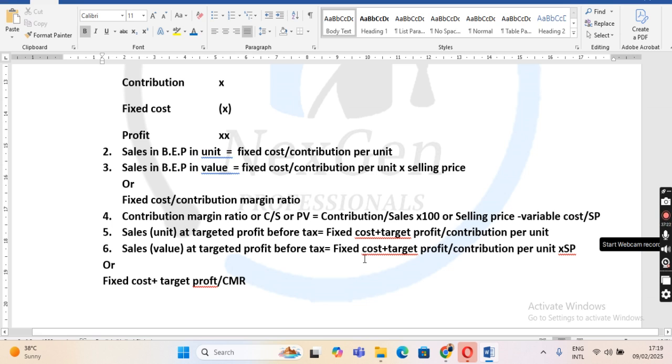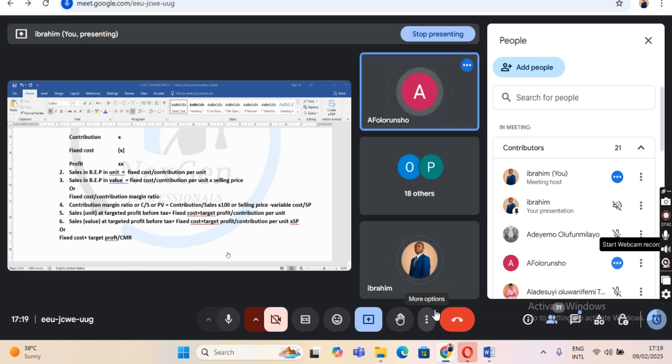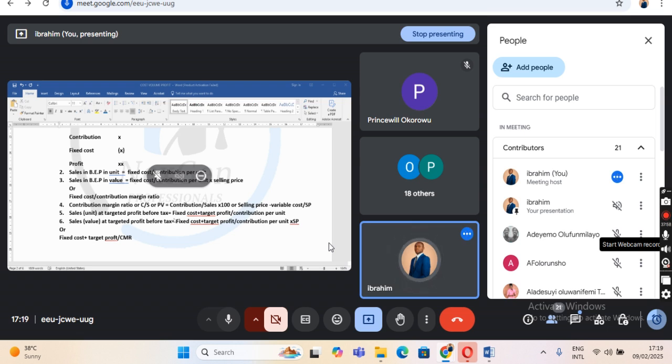When you want to get value, you multiply it by selling price, or you divide it by CMR, which is the contribution margin ratio. Another name for contribution margin ratio is the CS ratio or PV ratio. CS ratio means contribution to sales. PV, profit volume, it's still the same contribution sales ratio. When we're in ATS, this is how they set our questions. They say CS, PV, but if you don't understand, you lose marks.